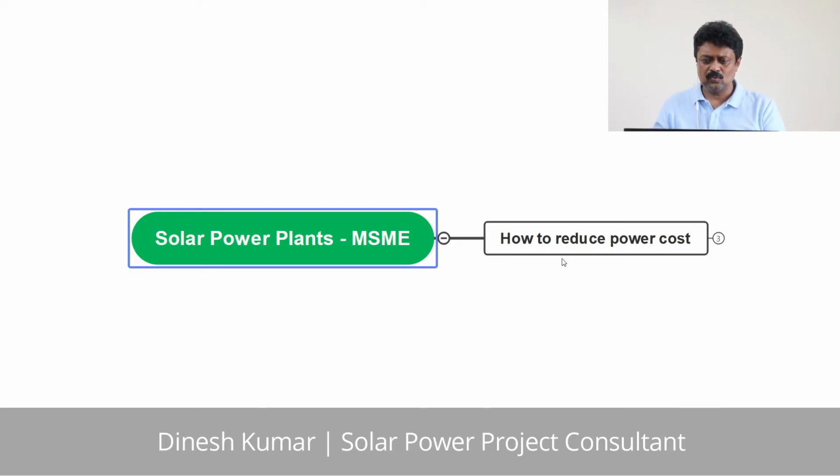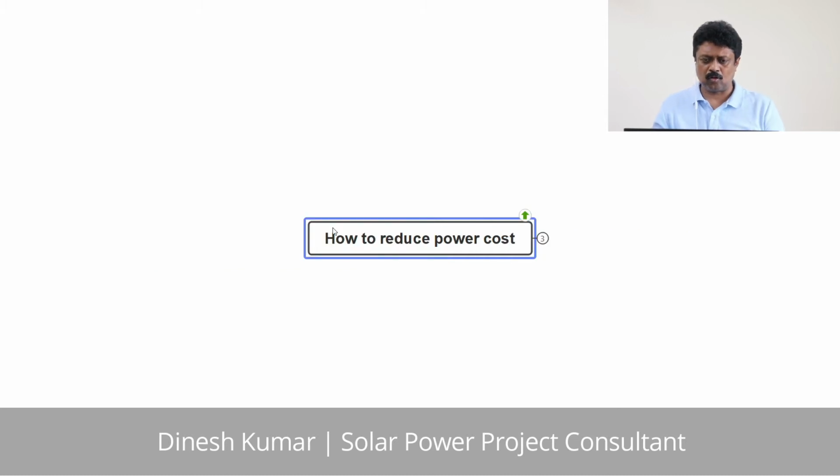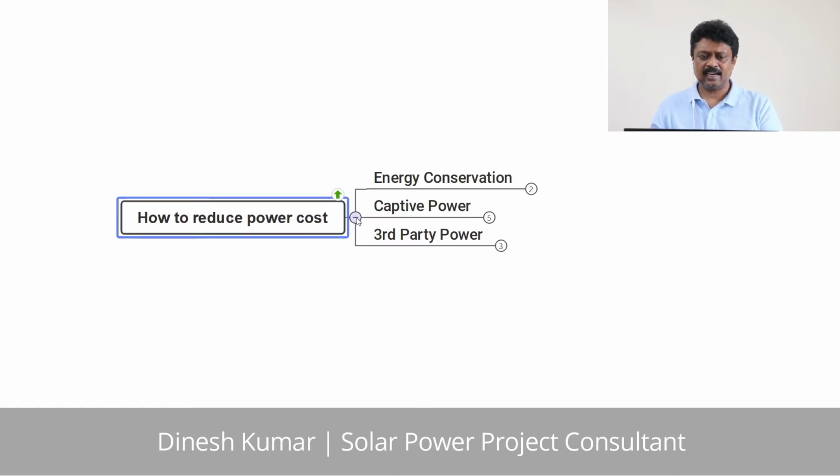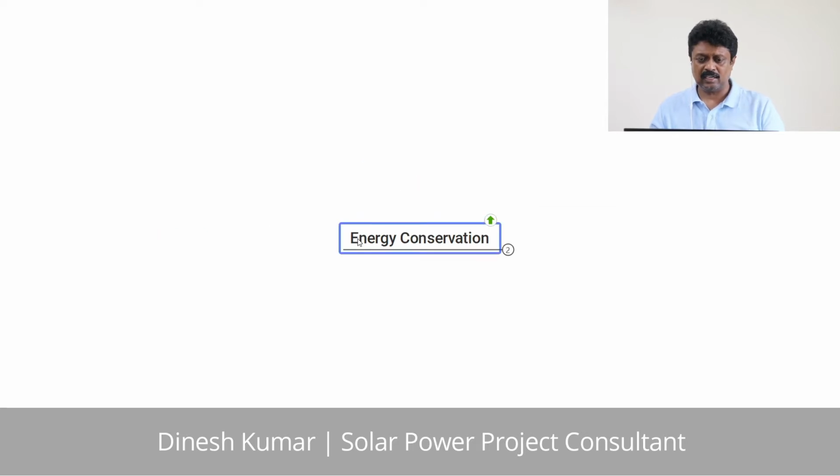So first, how does someone reduce the cost of electricity or cost of power? There are three ways in which one can do it. One is that you can conserve energy. This is the primary thing, energy conservation comes on top of the list. After energy conservation, you can look at having a captive power plant, and we look at the advantage of having a captive power plant. Or you could do a third party power purchase. So we'll also look at why, how and when you need to look at third party open access power purchase.